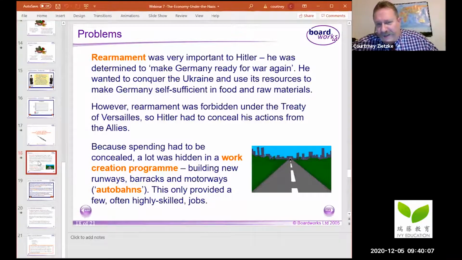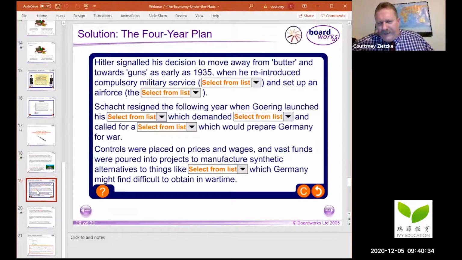Okay, because spending had to be concealed, a lot of the work was hidden in the job creation program, building new runways, barracks, and motorways, autobahns, which are still there today. This only provided a few highly skilled jobs. He was hiding it, but as we go forward, toward the end of this era, Hitler was not even beginning to hide it anymore because he simply didn't care. Okay, Hitler signals his decision to move away from butter and toward guns as early as 1935, when he reintroduced compulsory military service and set up the Air Force.